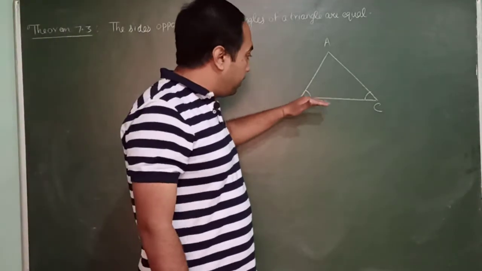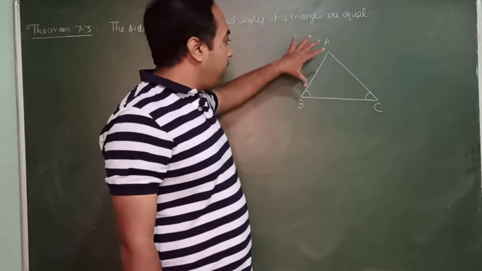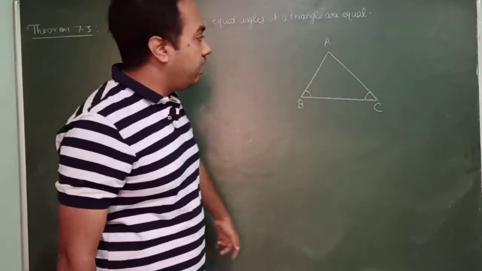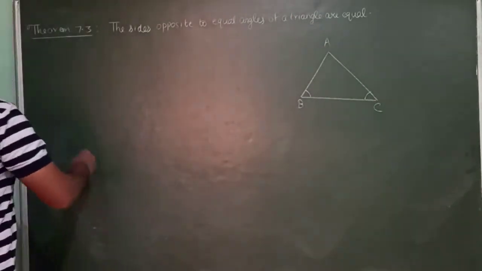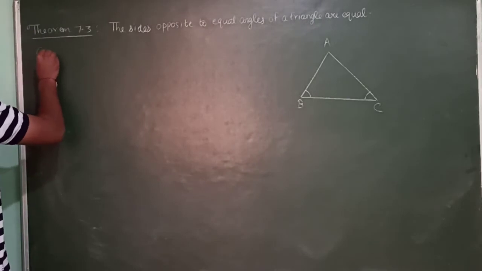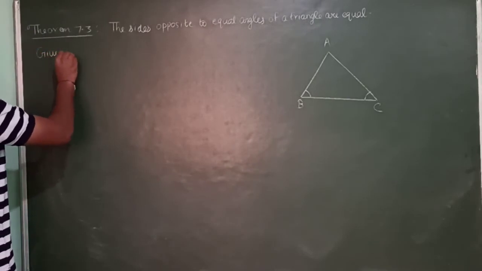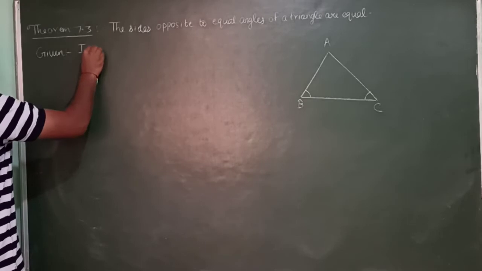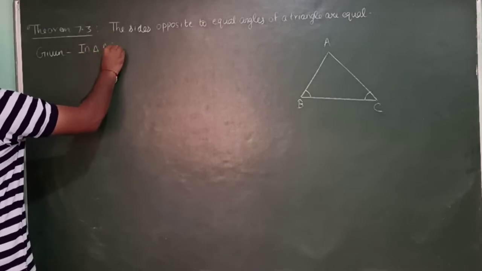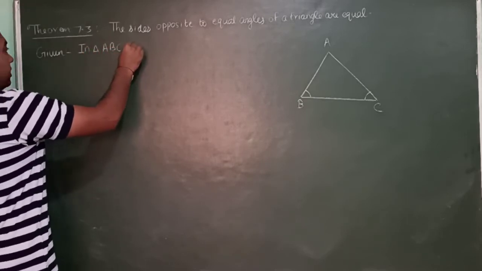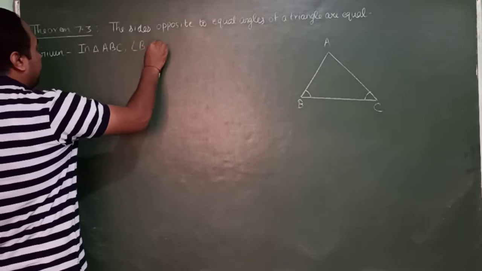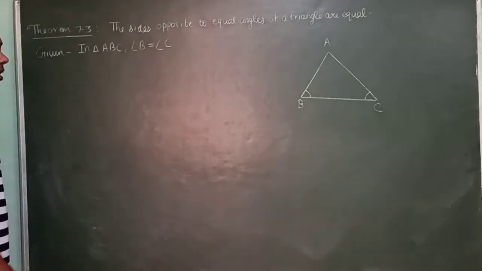In theorem 7.2 what you have proved is angle B equal angle C. So here that is given, and what was given there you have proved here. Okay? So write down given. So what you will write, in triangle ABC, first it is given that angle B is equal to angle C.